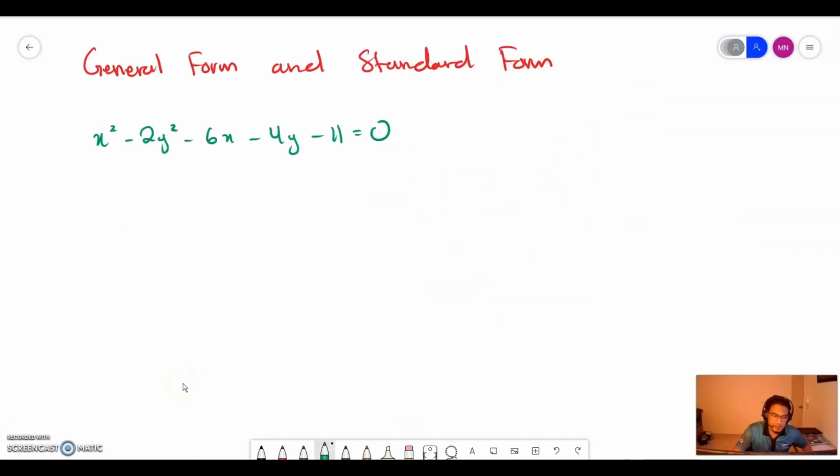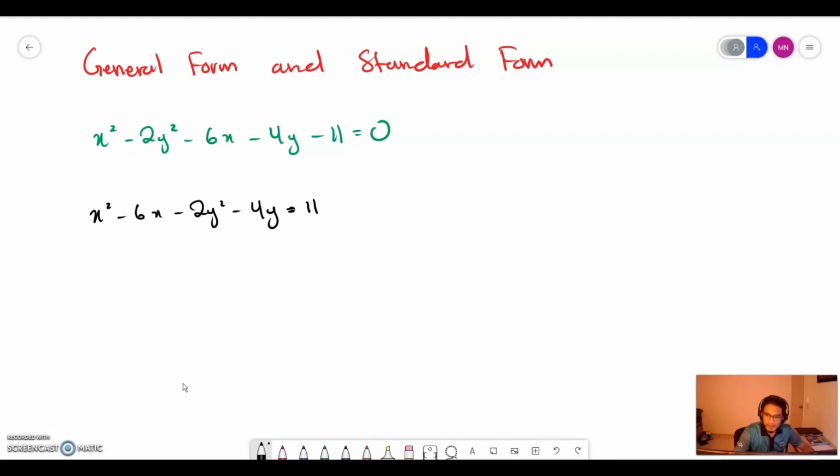Okay, now let's move on to the next section, which is to transform the general form of a hyperbola into standard form. So here I have an example of a general form of a hyperbola. We want to change it into standard form also by using the concept of completing the square. Now we have x squared minus 6x minus 2y squared minus 4y equal to 11. Just the same thing that you do for ellipse.